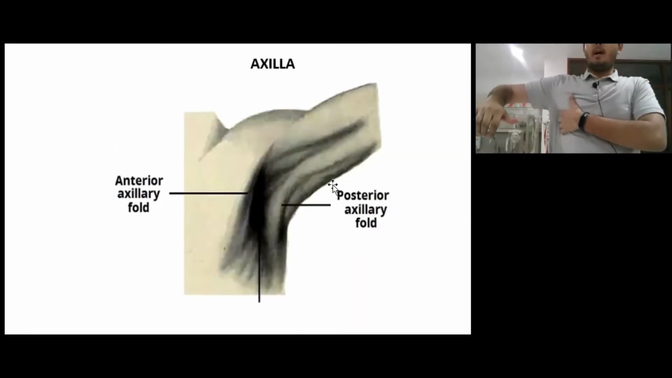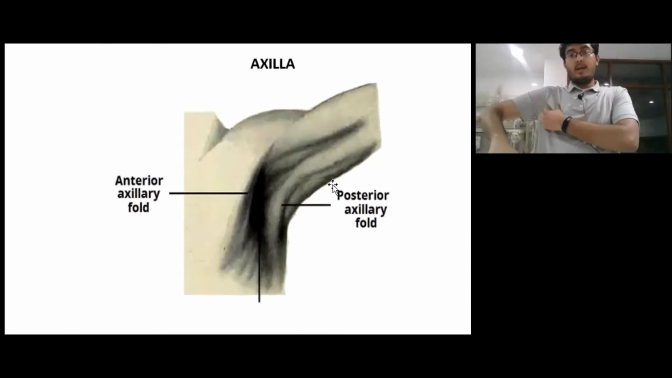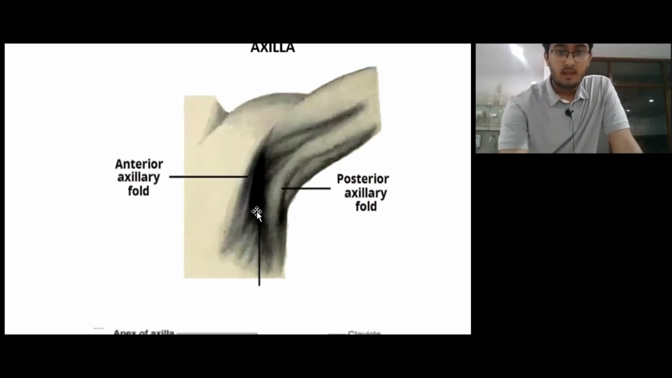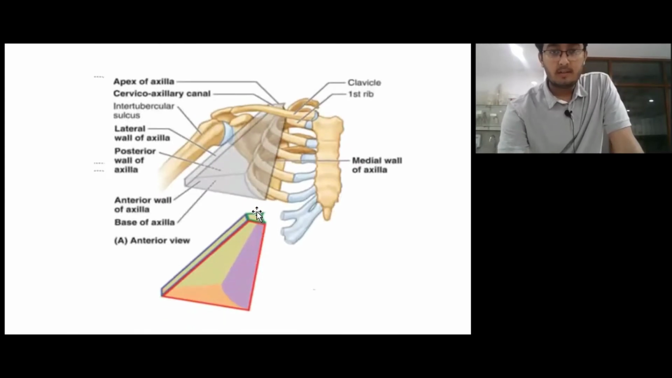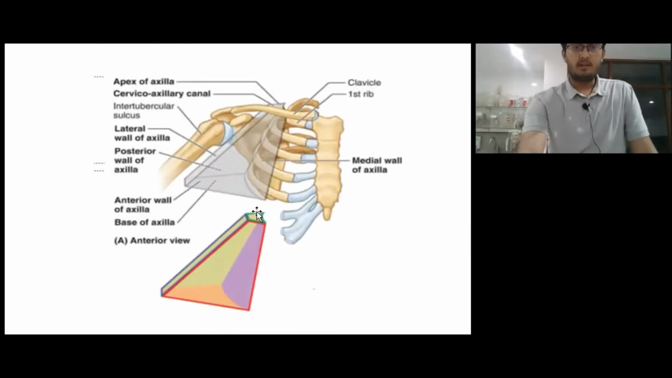This is the region between the chest wall and your arm. This whole region is called the axilla, or the armpit. It has the anterior axillary fold and the posterior axillary fold, as you can see in the diagram. It is a pyramidal structure, if we can visualize it.